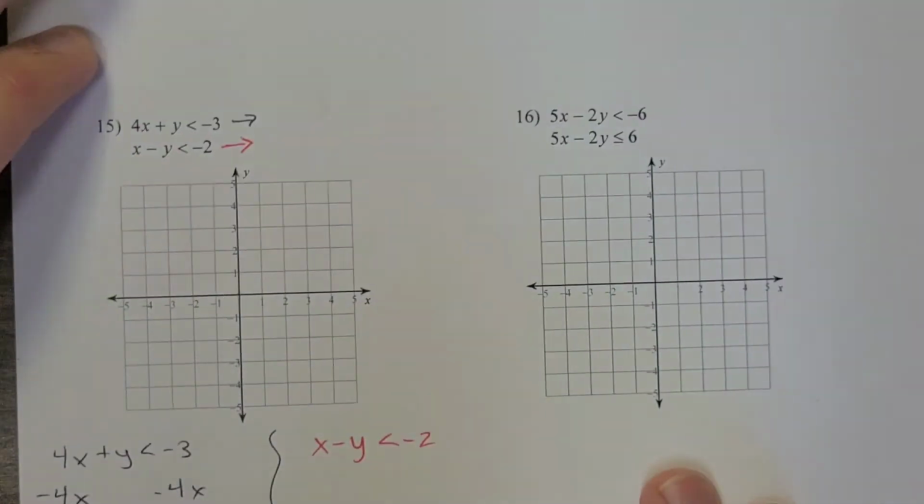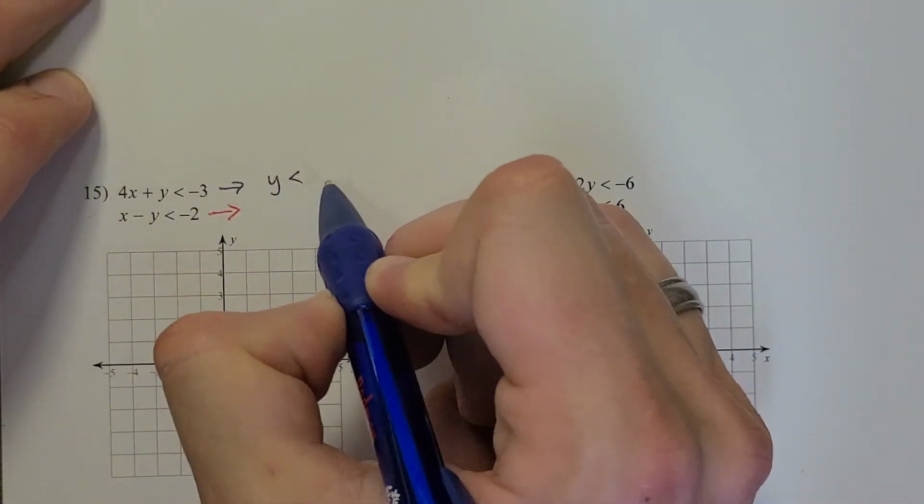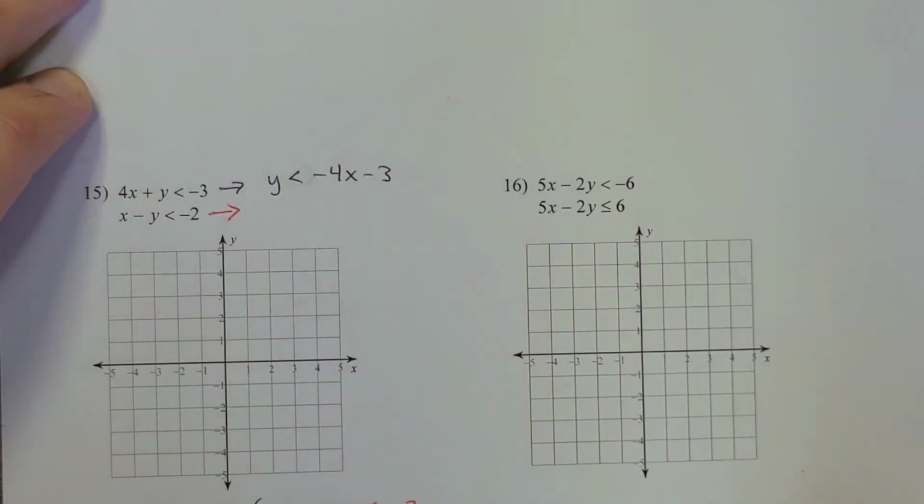Okay, so then I come up here and I'm just going to rewrite this. Y is less than -4x minus 3. Done.